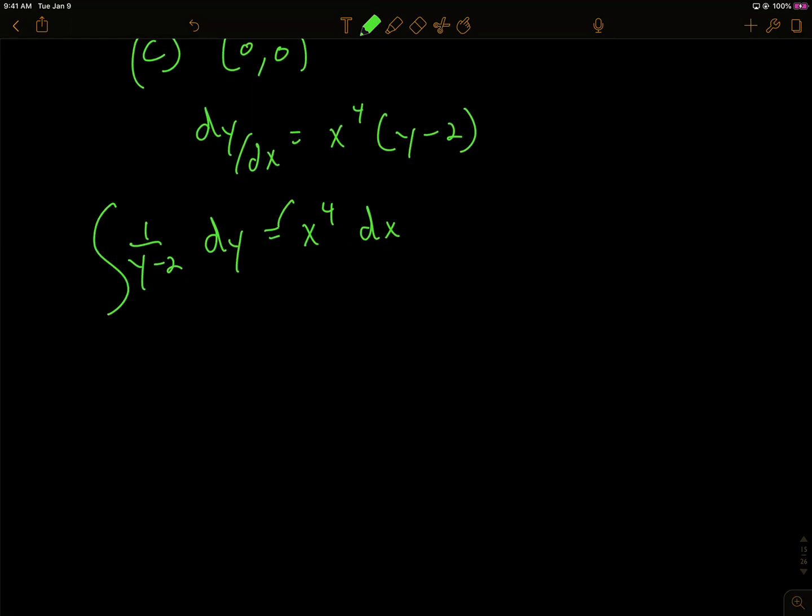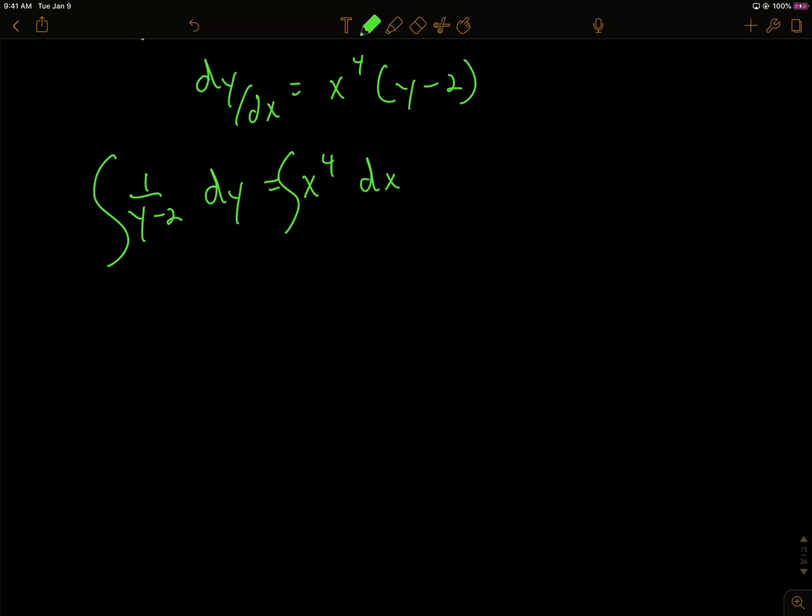When I integrate both sides here, I see this as a reverse chain rule. Because my denominator has an outer function of 1 over something, I'm thinking natural log. If I take the derivative of the inner function, y minus 2, I get 1 on top, so that's a u prime over u situation. So the integral of that is going to be the natural log of the absolute value of y minus 2 equals, on the other side we have the power rule, 1/5 x to the 5th plus c.